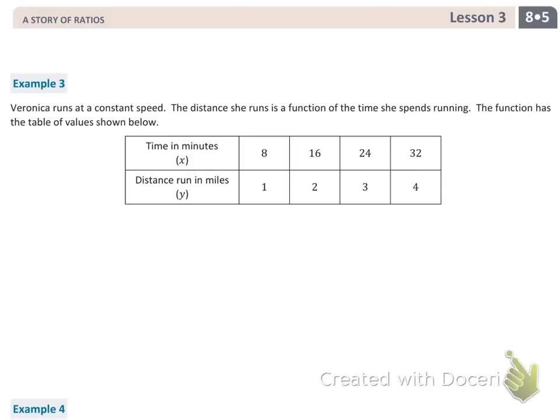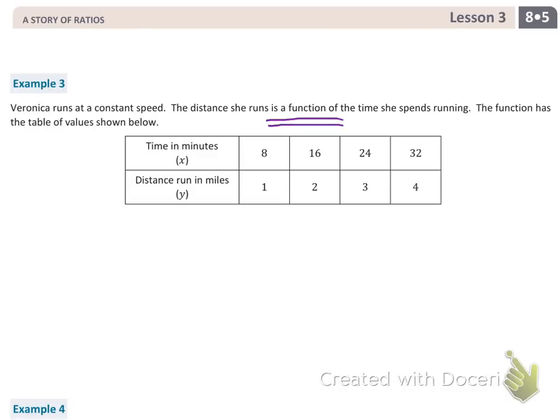Okay, so let's look at example 3 now. Veronica runs at constant speed. The distance she runs is a function of the time she spends running. So that is a function of. This description's already given for us. The function has the table of values shown below. If she runs for 8 minutes, she goes 1 mile. 16 minutes, 2 miles, and so on.